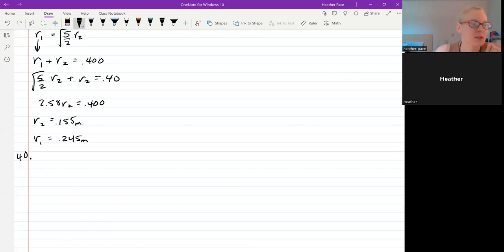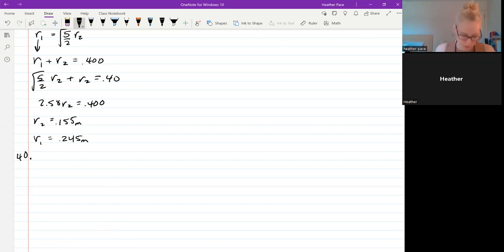All right, two objects attract each other with a gravitational force, because all objects with mass attract each other, of magnitude 0.00 times 10 to the negative 8 newtons. So they're barely attracting each other when separated by 20 centimeters. If the total mass of the objects is 5 kilograms, what is the mass of each object?